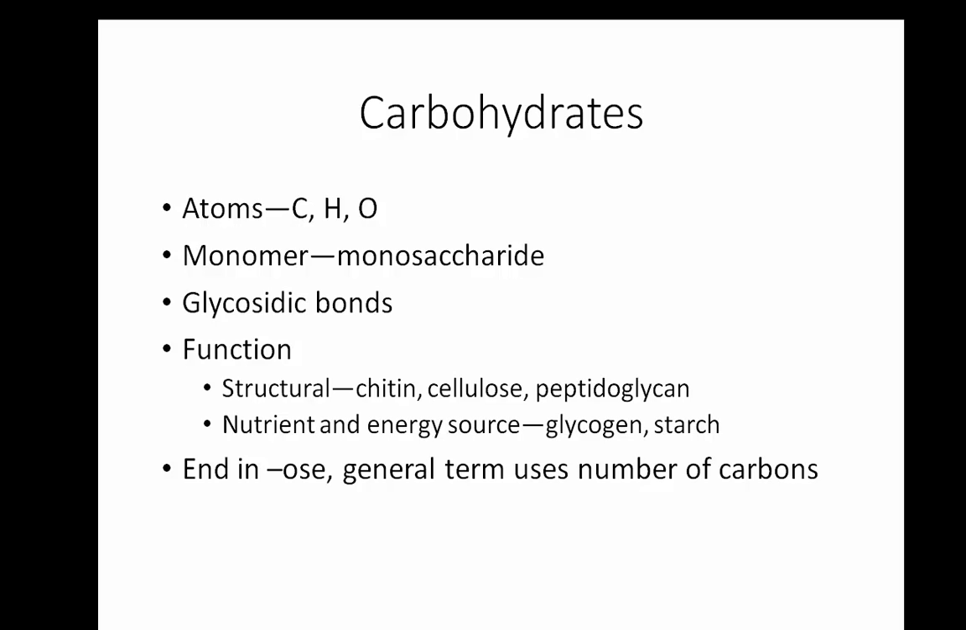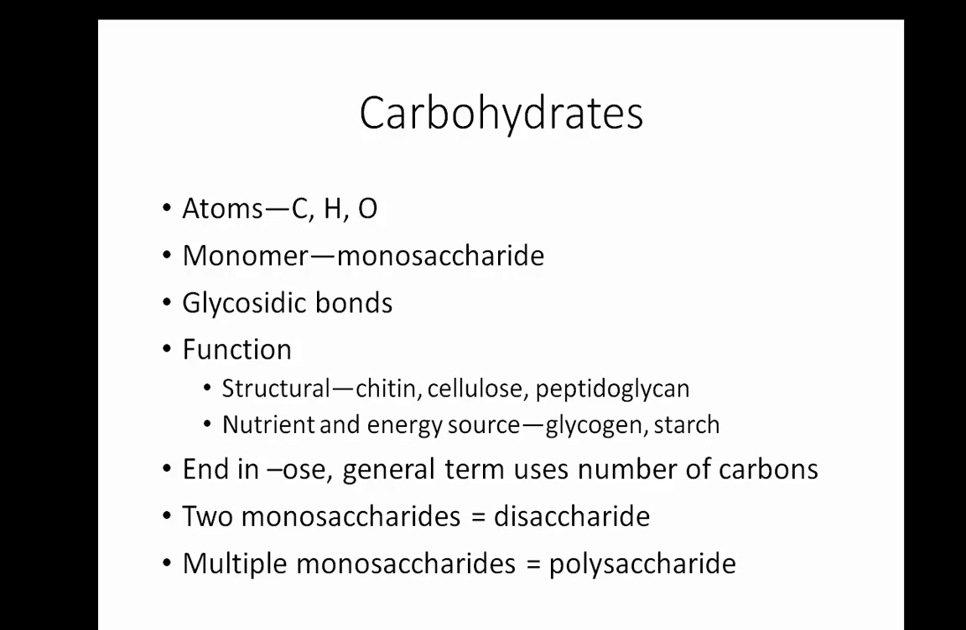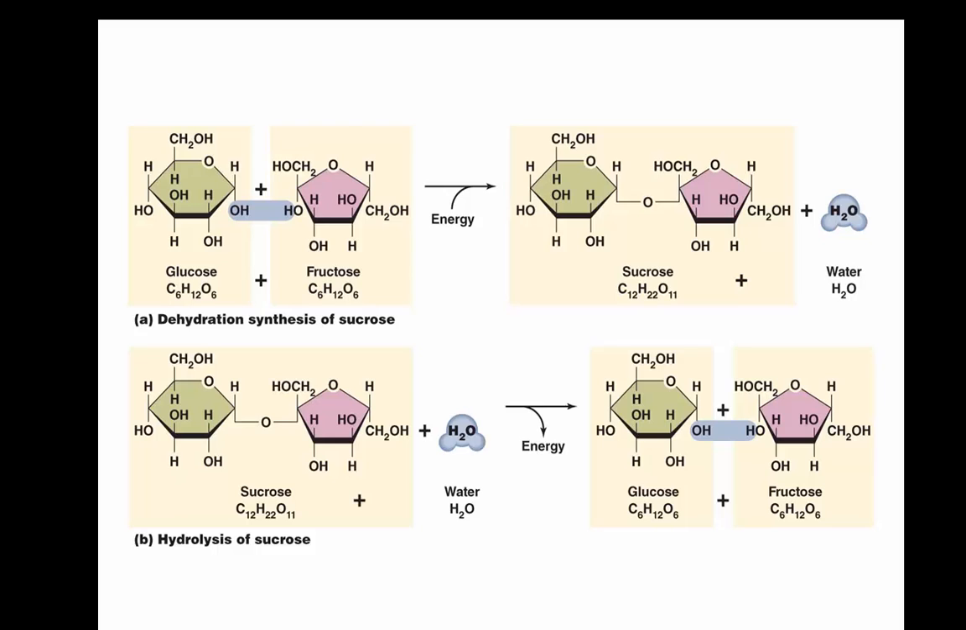If there's 6 carbons, we call it a hexose, rather than speaking about a specific sugar. 2 monosaccharides make a disaccharide. Multiple monosaccharides make a polysaccharide. So here you see, again, we use dehydration synthesis. 2 monosaccharides. These are 2 hexoses because there are 6 carbons in them.